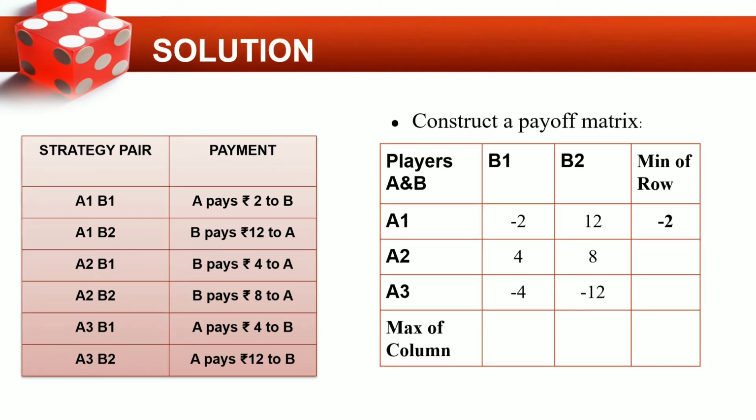Now, to find the minimum of the row, we are going to take the values from the first row. In the first row, we can see that we have 2 values, that is -2 and 12. Between these 2 values, we will take the minimum value. We can see that the minimum value between 12 and -2 is -2. So we have written negative 2. Similarly, we have to fill the remaining values from the second and the third row also.